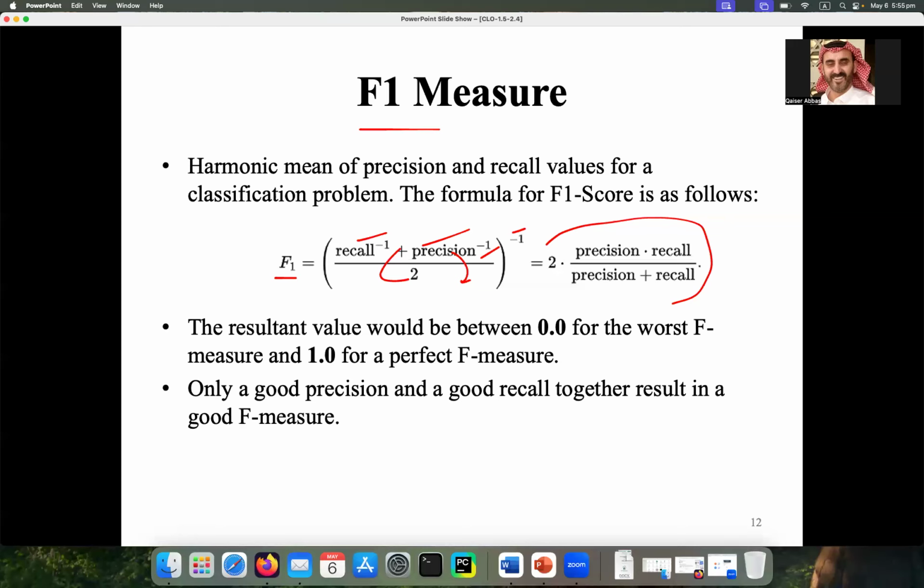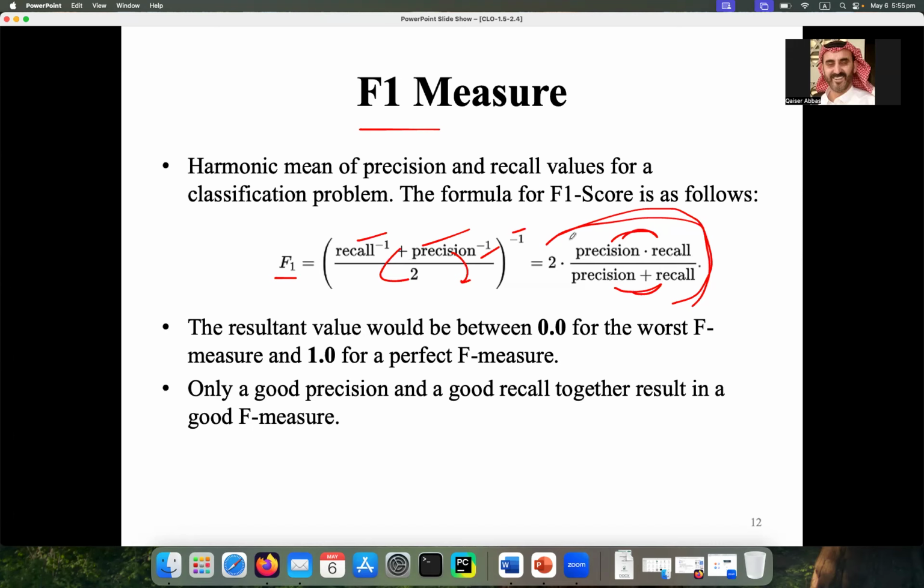Okay. So now this is the simplest form of this formula for the F measure. 2 multiplied by precision times recall, the multiplication of these, and then divided by precision plus recall, the summation of these two things.